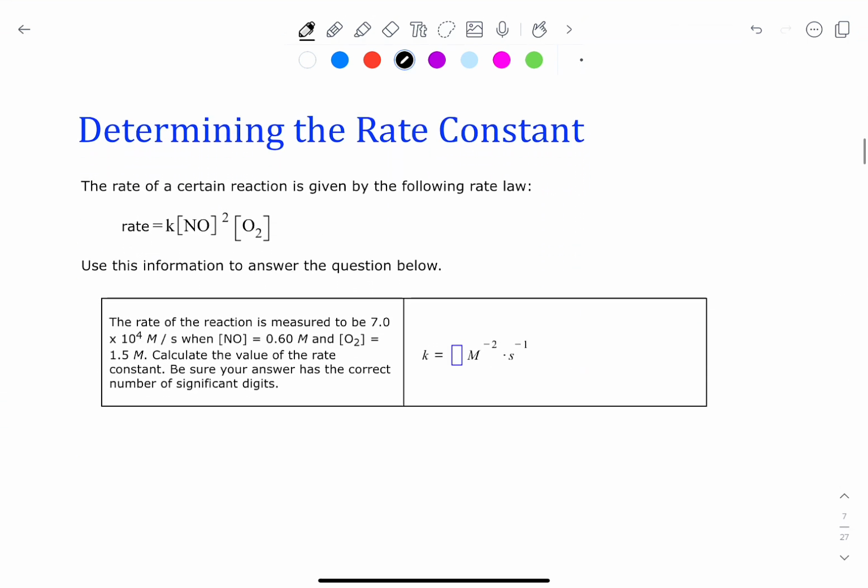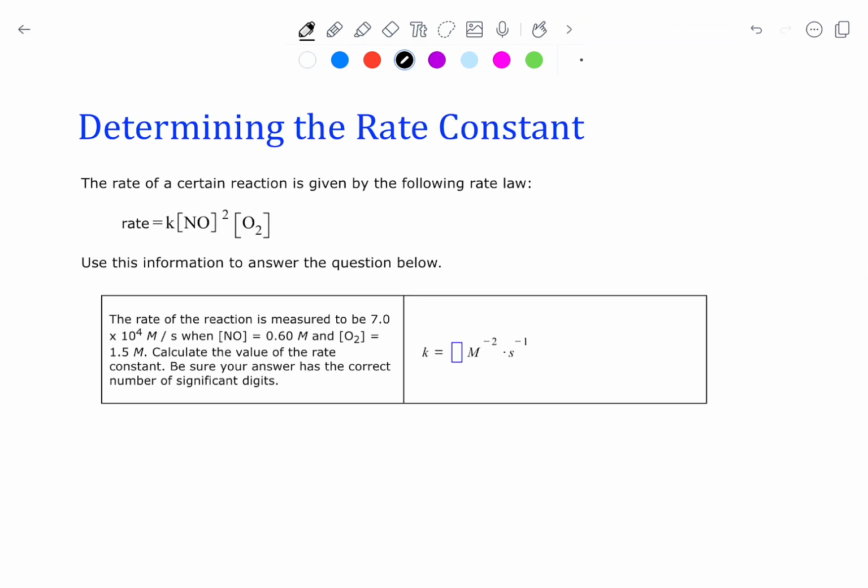So now that we have our rate laws and we can determine the reaction orders for each reactant, we can use any values that are given to solve for the rate or the rate constant. So here's our rate law from our previous example. The question then says the rate of the reaction is 7.0 times 10 to the 4th molar per second when the concentration of NO is 0.60 and the concentration of oxygen is 1.5. Calculate the value of the rate constant.